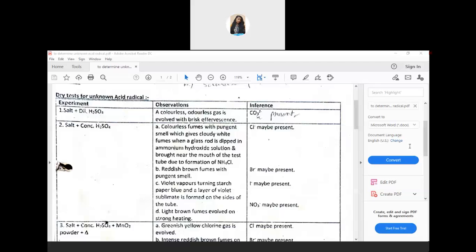Okay, so you can see or you cannot see... okay, wait a minute. Just wait a minute.